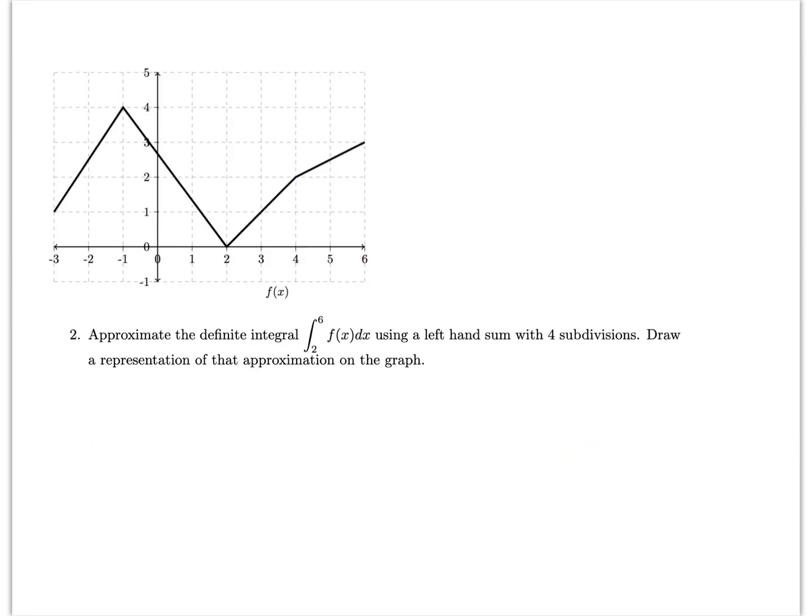Now I'm going to approximate the definite integral from 2 to 6 of f of x dx. Again, left-hand sum, but this time I'm going to use 4 subdivisions. So I'm going to mark 2 to 6 again. So that's the length of my entire interval from 2 to 6. I'm going to mark the 2, I'm going to mark the 6, and I want to break it into 4 subdivisions. So I'm going to break it into 4 equal pieces.